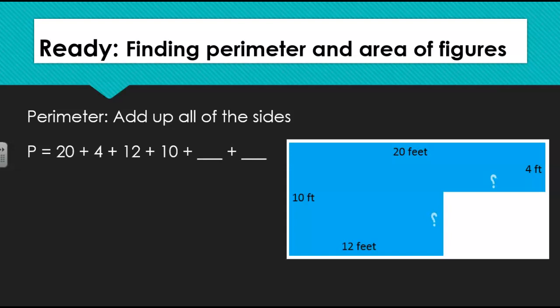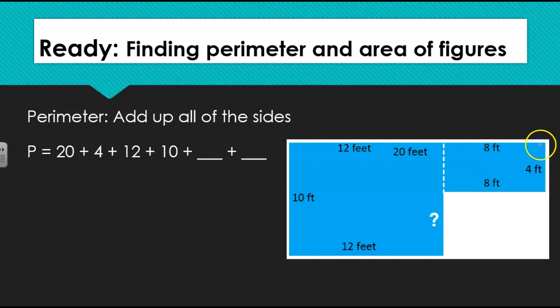If we take the entire figure and split it into 2 smaller rectangles, we can use information that is provided to find these missing side lengths. And this is similar to what we worked on in class today. If we look at the left-hand rectangle, it's got dimensions that are 10 feet by 12 feet. We know that opposite sides of a rectangle are congruent. So if this side length is 12, we know that this side length is also 12.